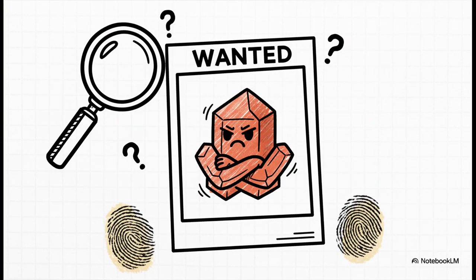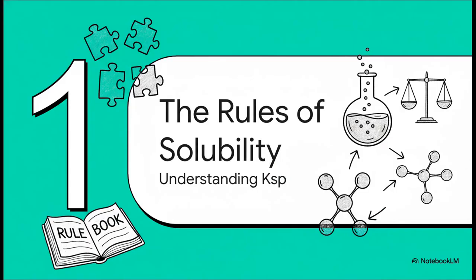And here is our main character, or maybe our main culprit. This is iron 3 hydroxide. This is the solid, the precipitate that just refuses to stay dissolved. Our entire investigation today is going to revolve around this one compound. Now, to solve any puzzle, first you've got to understand the rules of the game, right? So our first stop is diving into the fundamental principles of solubility. This is basically our rule book for cracking the case.